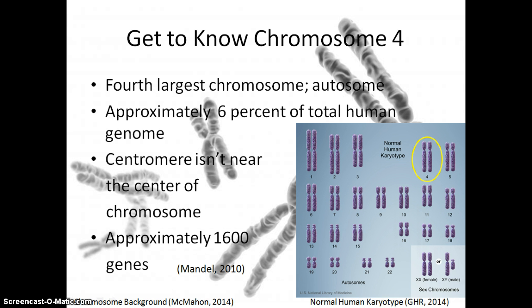So first let's get to know chromosome 4. Chromosome 4 happens to be the fourth largest chromosome in terms of actual size, and it is an autosome, which means it is not a sex chromosome. Approximately 6% of the total human genome is contained in chromosome 4, and the centromere isn't actually in the center of the chromosome, as you can see in the karyotype to the right. It is actually more towards the top of the chromosome, and in chromosome 4 there are approximately 1,600 genes found.